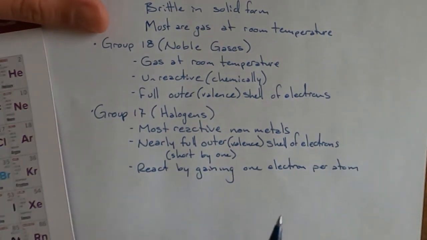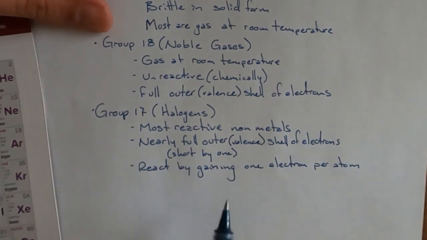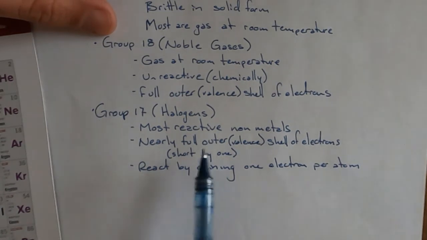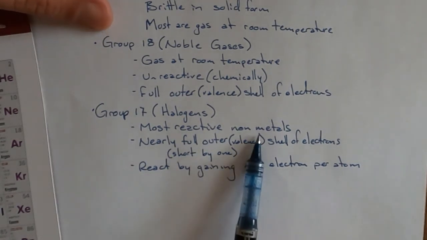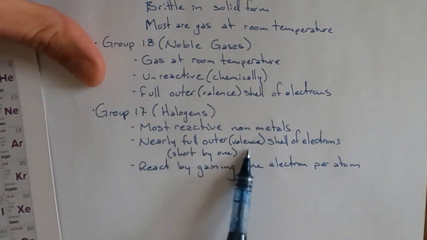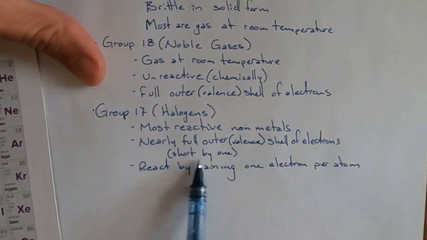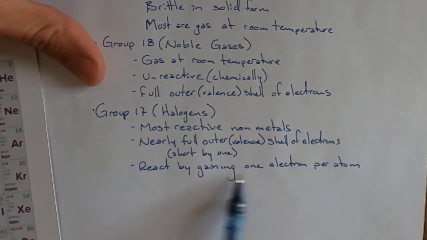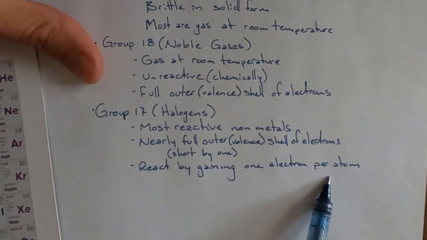Group 17, the halogens, things like fluorine, chlorine, bromine, iodine, they're the most reactive nonmetals, and the reason that they are the most reactive is that their outer shell, their valence shell, is almost full of electrons. They're only short by one, and so they react by gaining one electron per atom.